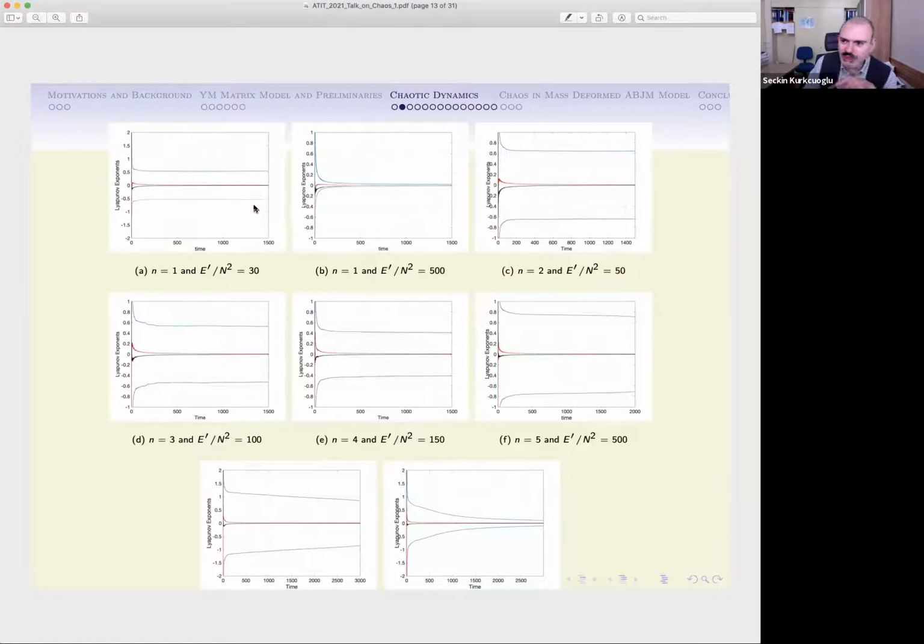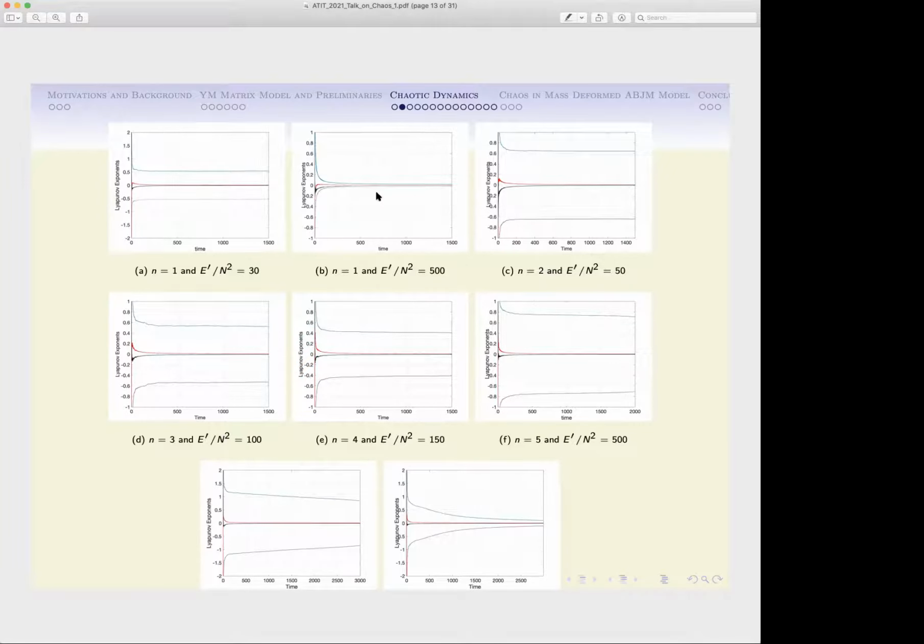And for the n equals to 1 level, the matrix sizes are 4 by 4 matrices. So although they are not too small, for the type of models that we look in, you see that if the energy over n squared increases to a larger extent, you lose chaotic dynamics. So n equals to 1 is a special case in which the chaotic dynamics is only restricted to certain energy intervals.